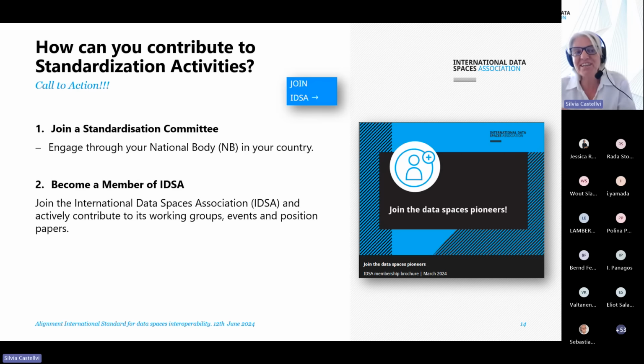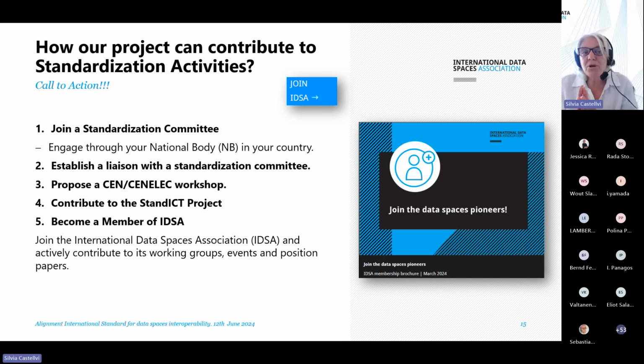And if you are wondering at this point how I can contribute, how my company can contribute to standardization activities, this is a call for action, okay? So please, you have two options. One could be join standardization committees and engage through your national body, but also you can join IDSA and contribute with the activities that we are doing, and all these activities that Sebastian will explain part of it, these developments, position papers, are considered for standardization committees.